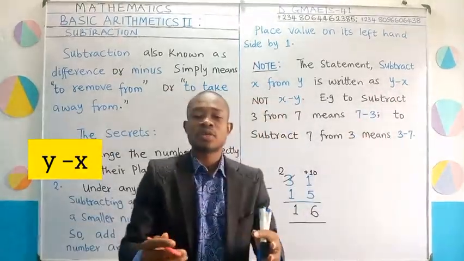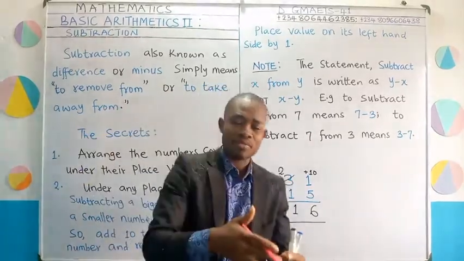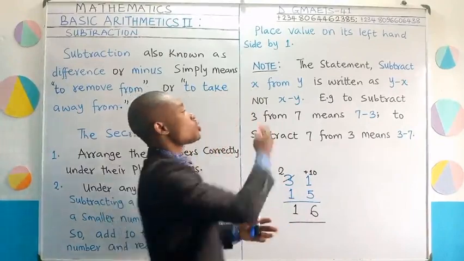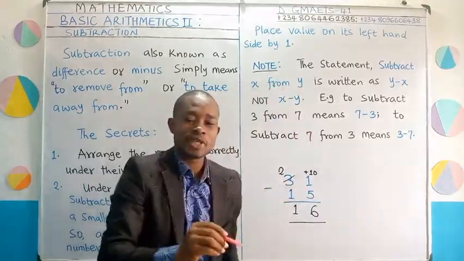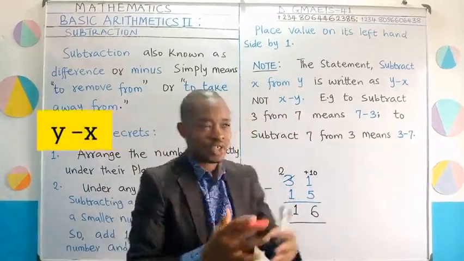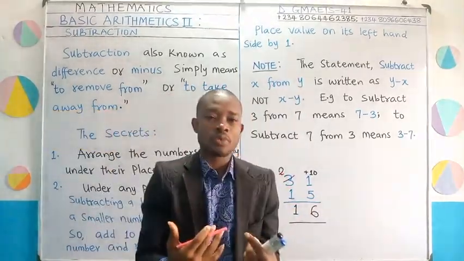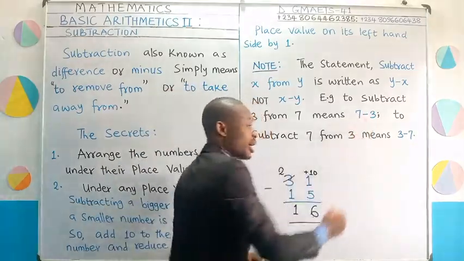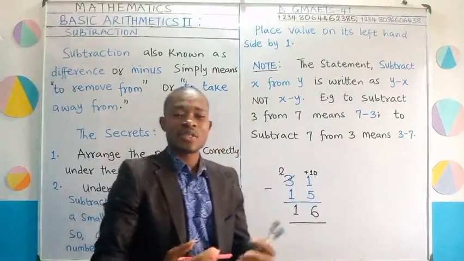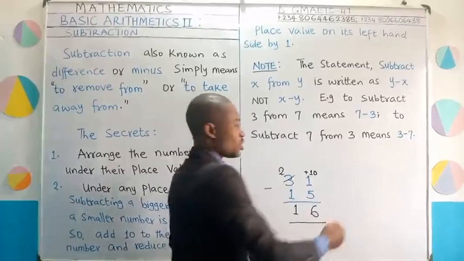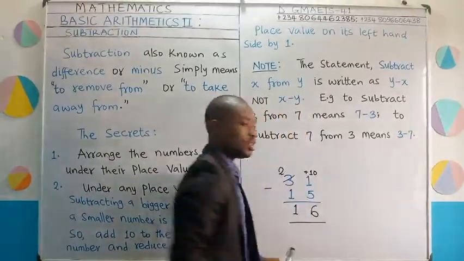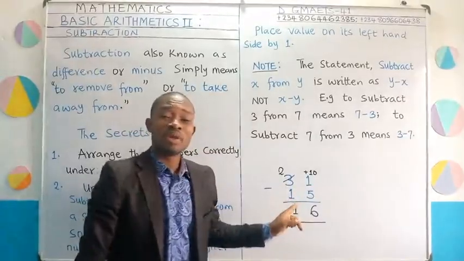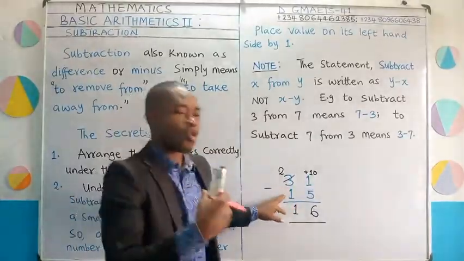If the statement was subtract y from x, then it will not become x minus y. But like I wrote here on the board, subtract x from y is written as y minus x. Let us check as a quick example. If I tell you to subtract 3 from 7, it's going to be 7 minus 3. That is how you write it. But if you hear subtract 7 from 3, it means you're going to do 3 minus 7. Does that make sense? Like this example I showed you here, 31 minus 15, simply means subtract 15 from 31.